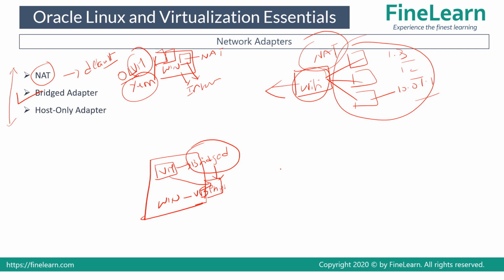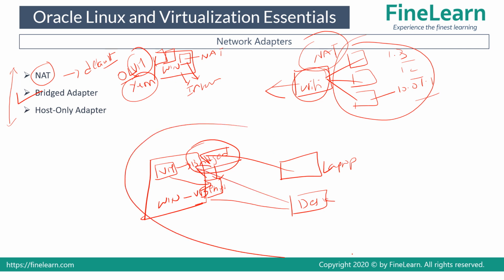Now let's say I've got one more laptop which is using the same network, and one more desktop which is using the same network. Then the moment you use bridge adapter, it appears as a new machine which joined the network. Which means all the systems that are there in the network can now access this new VM automatically, because all of them are now part of one network, like a public network actually.